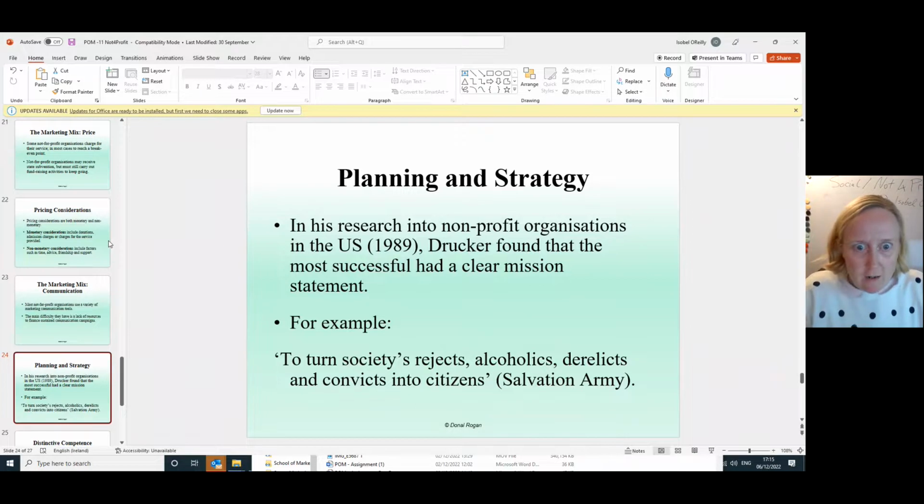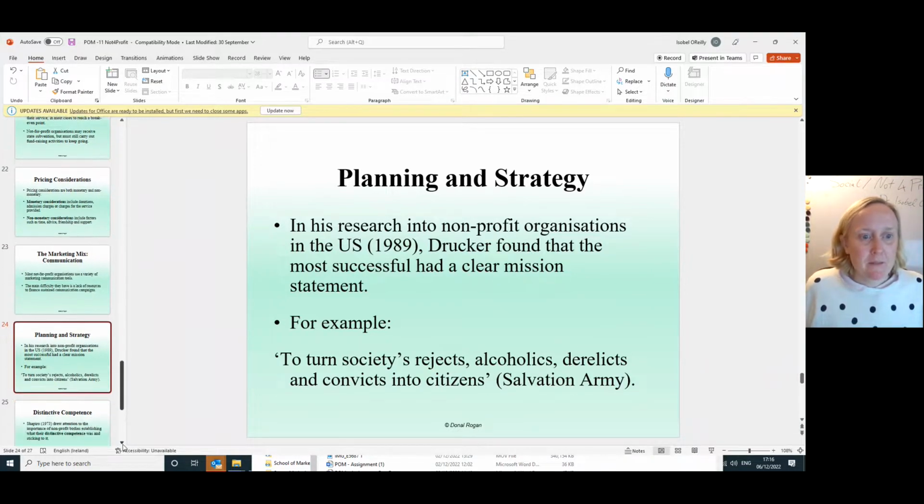So the Salvation Army has to turn society's rejects, alcoholics, derelicts, and convicts into citizens. Now, it does sound like a very of-its-own-time kind of statement. It may not be quite PC, but the intention behind it is good. And so I guess they keep it.